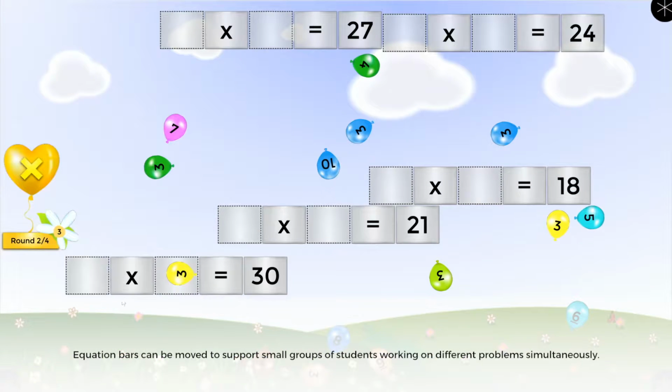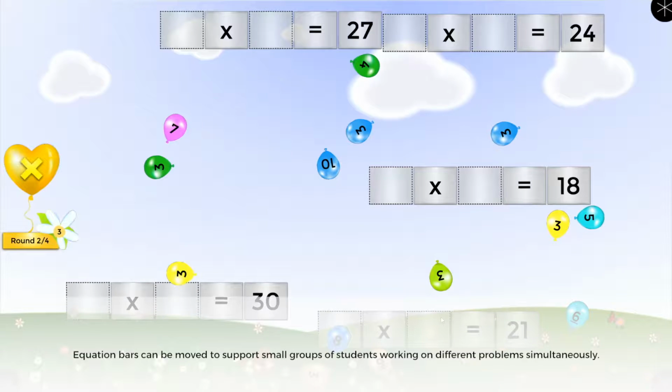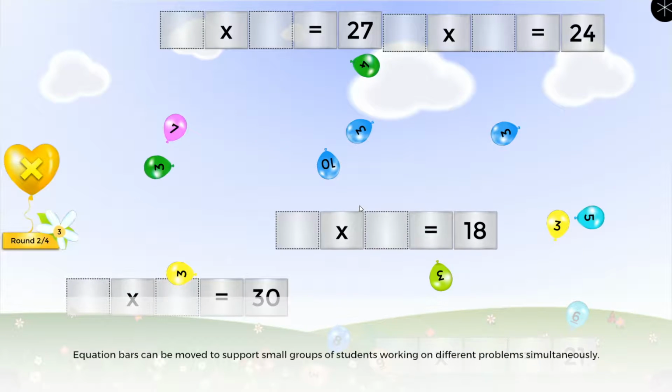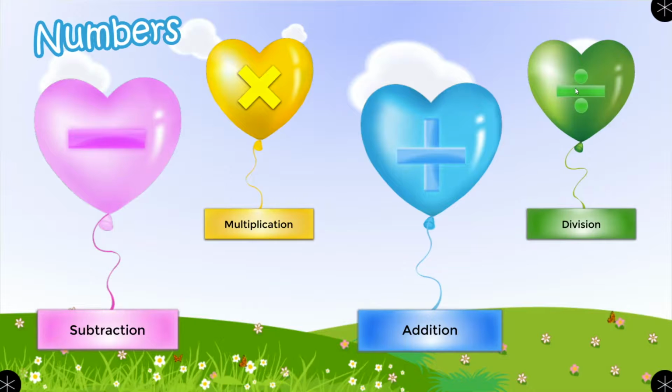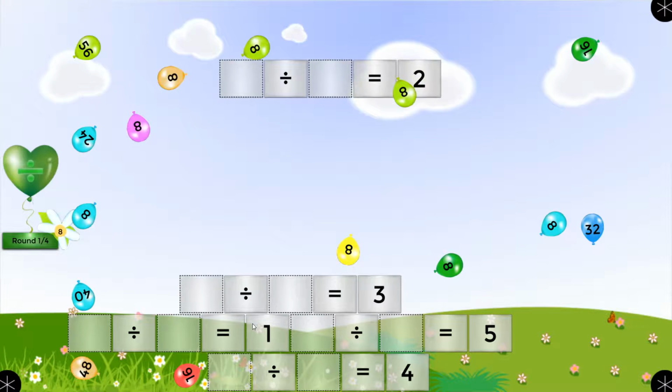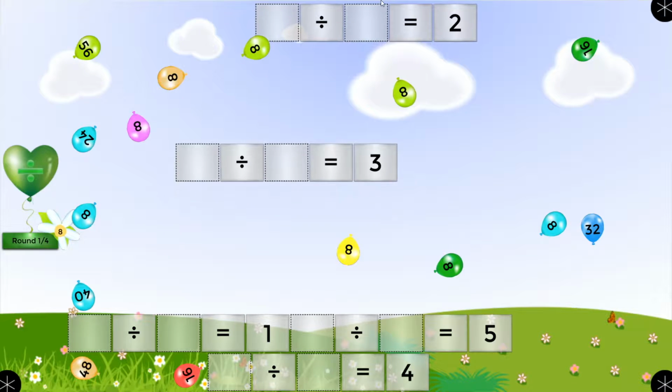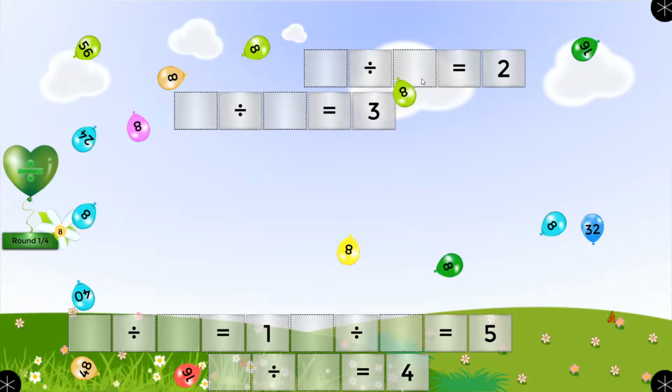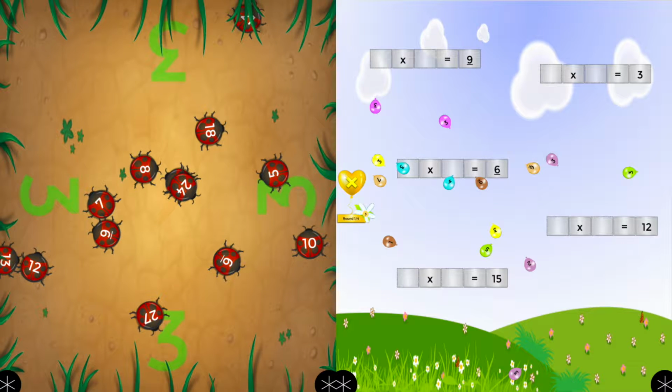Equation bars can be moved about the display to support small groups of students working on different problems simultaneously. For each type of equation, Numbers works well in tabletop mode alone as it supports several students working on separate problems at the same time. Here it is alongside MathBugs in zones.